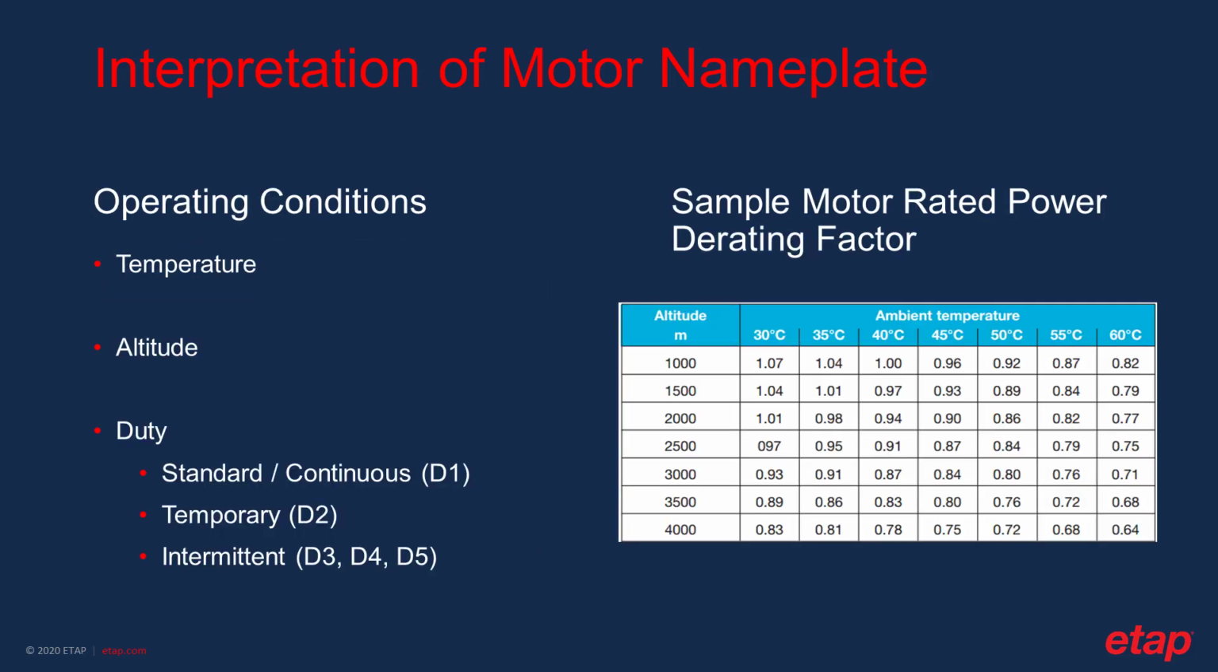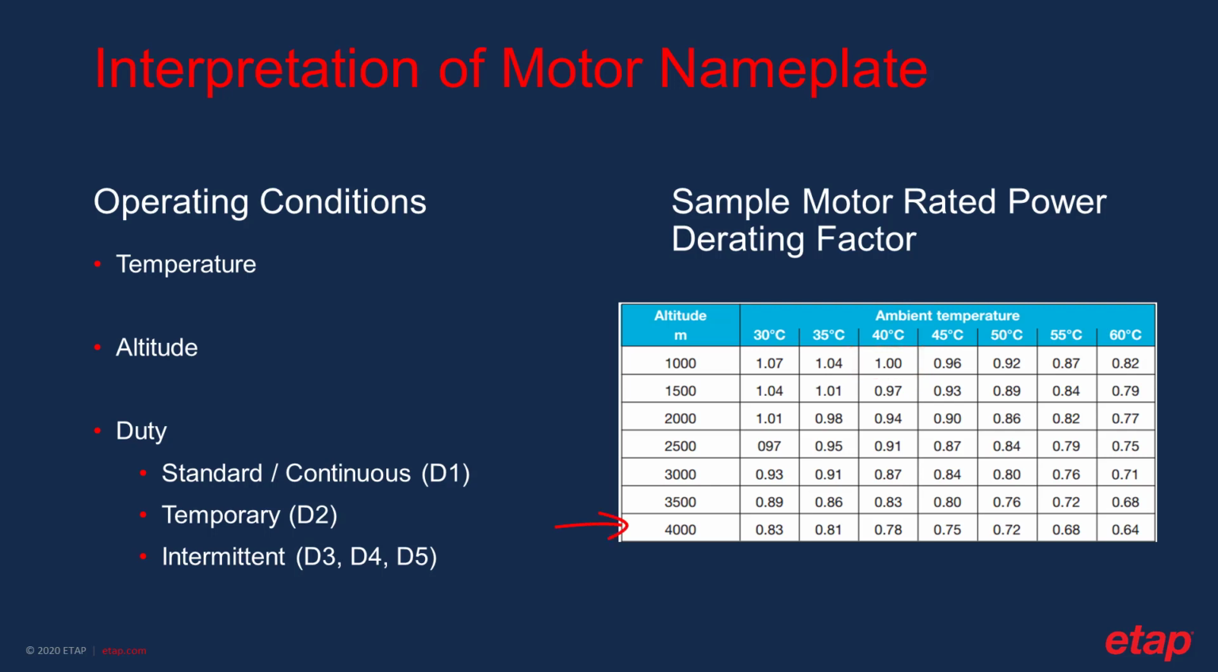For the protection engineer, the impact of the operating conditions, meaning the temperature, altitude, and the duty of the motor, is important. Because as you can see in a sample table on the right, for 40 degrees centigrade of ambient temperature and 1000 meter altitude, which is equivalent to 3000 feet, the multiplication factor to the full load current of the motor would be 1. This multiplication factor can be applied to the horsepower as well.